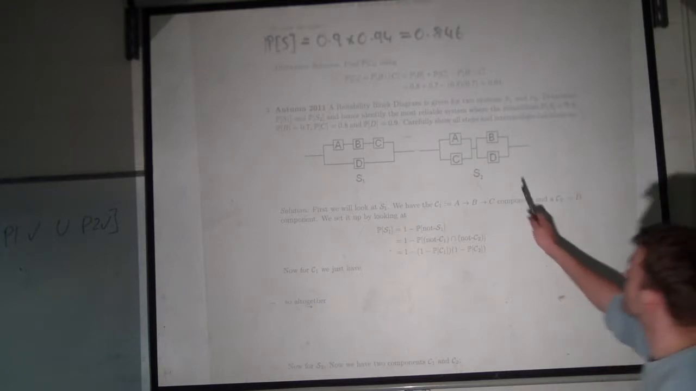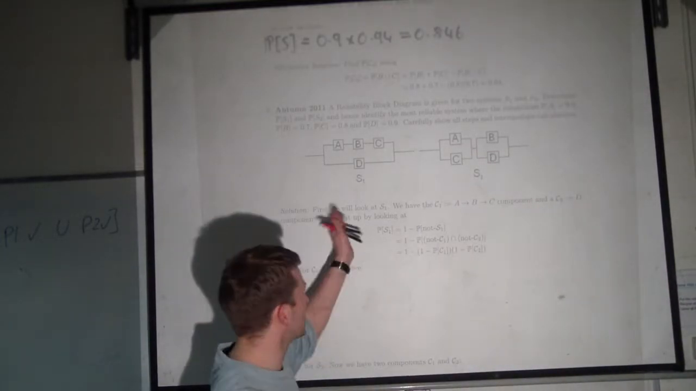A reliability block diagram is given for two systems, system 1 and system 2. Determine the two reliabilities and hence identify the most reliable system. Intuition is probably difficult here, because I would say this one should be more reliable without looking at the reliabilities.